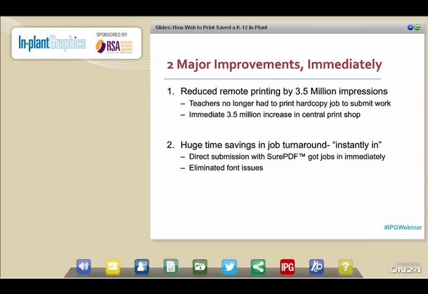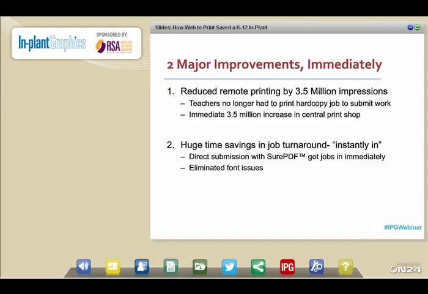Immediately after the launch, we saw major improvements in a lot of areas. We obviously reduced remote printing by about 3.5 million impressions. Teachers no longer had to print hard copies to submit their work. The time savings and turnaround was staggering, because it was an instant-in scenario where they didn't have to wait for their work to be delivered to us before we could start processing it. It was virtually in production the minute they submitted it, which allowed us to get that work done relatively quickly and out the door in a much timelier manner.